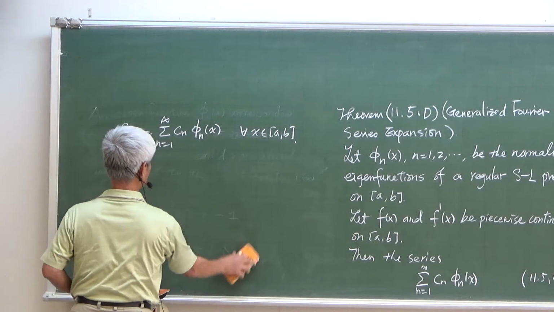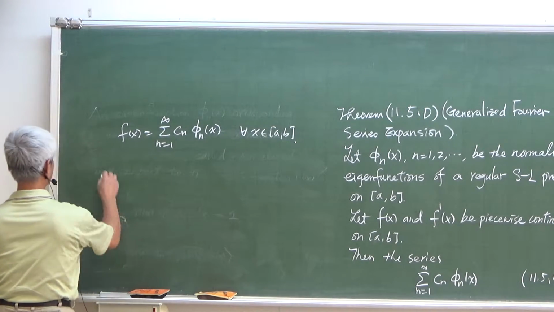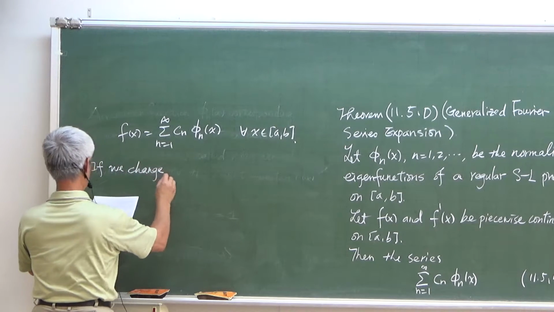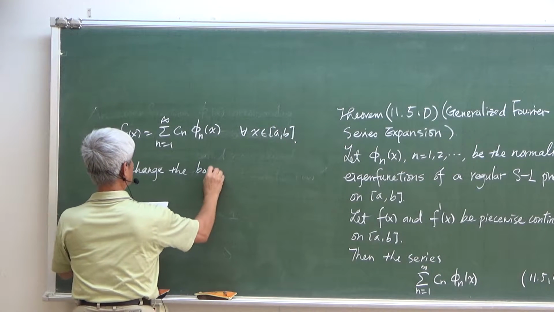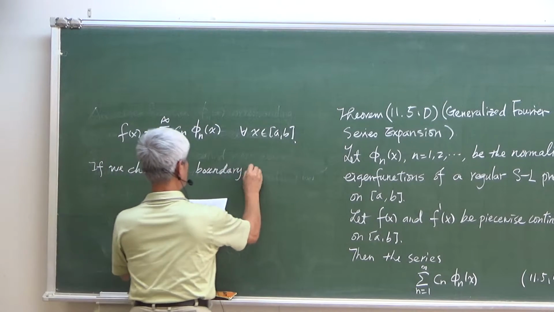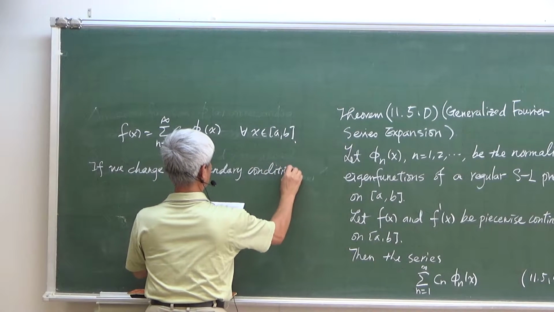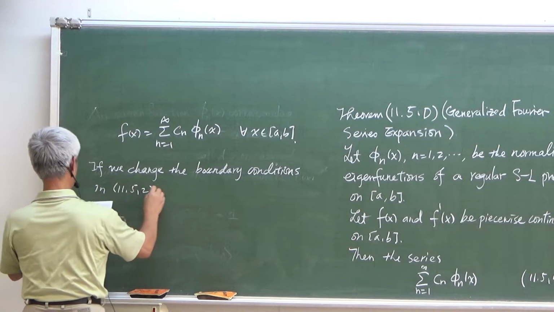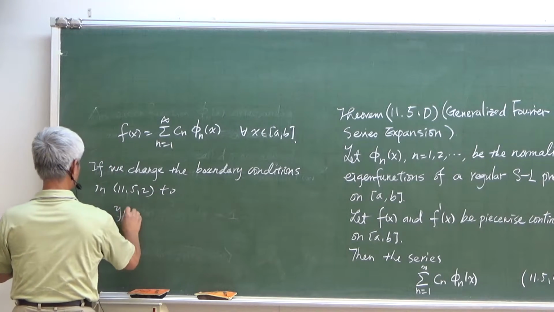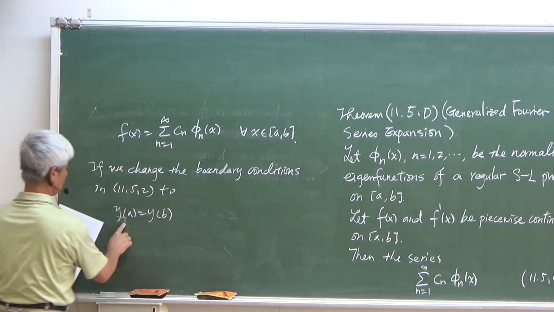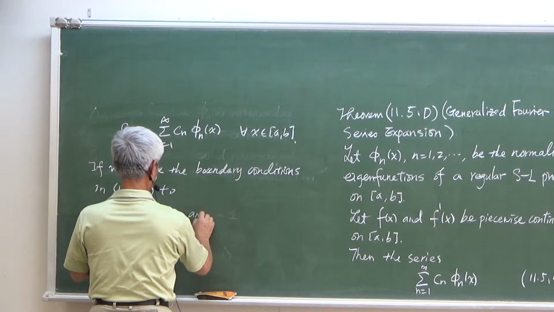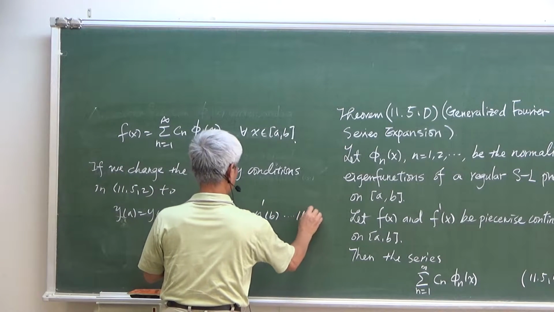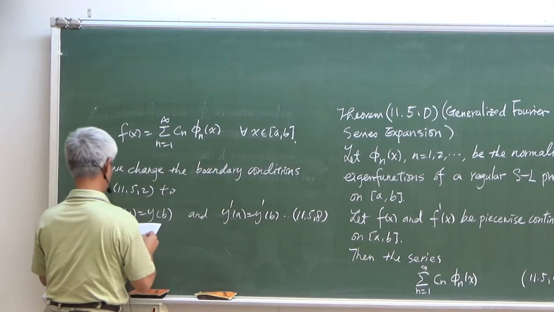Okay, now if we change the boundary conditions in 11.5.2 to the following boundary conditions: y(a) equal to y(b), and y prime (a) equal to y prime (b). 11.5.8. Okay.